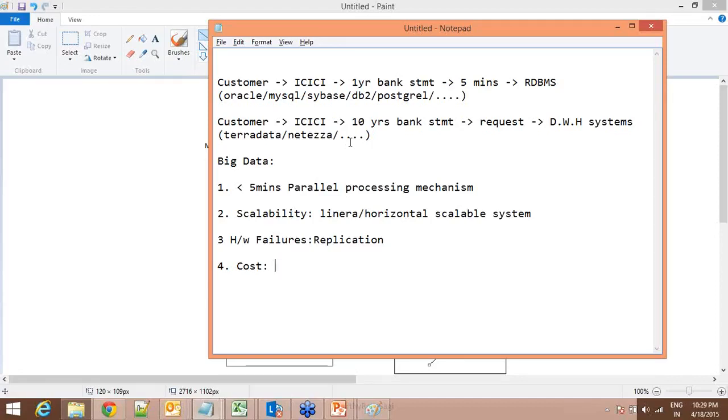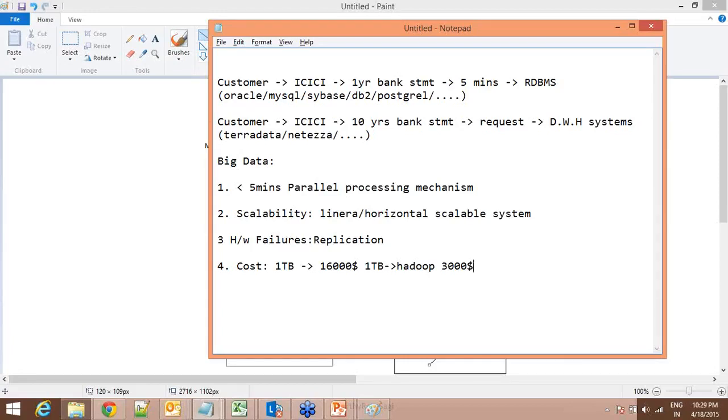To make it clear, suppose I have 1 TB of data and I load it into a Teradata cluster. Processing 1 TB of data in a Teradata cluster is going to cost around $16,000 for the customer. But if I want to process the same 1 TB of data in Hadoop, it's going to cost a maximum of $3,000. So if you see the cost difference, it's more than 5 times cheaper.